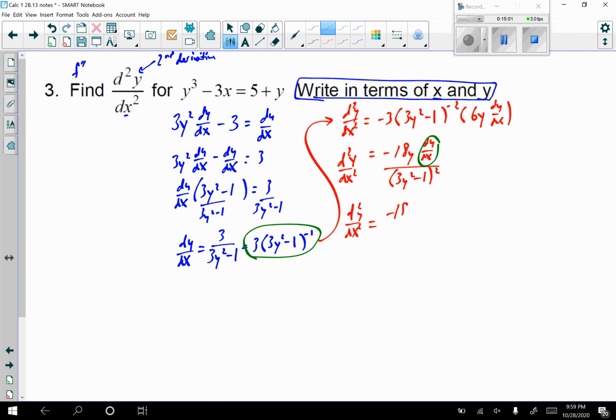It is negative 18y over (3y squared minus 1) squared. But up here, instead of dy/dx, we can put times (3y squared minus 1) to the negative 1. Let's combine these two like terms here. Those parentheses are the same, and we end up with negative, let's say 54y, and this is going to be cubed on the bottom, 3y squared minus 1. That is the second derivative.